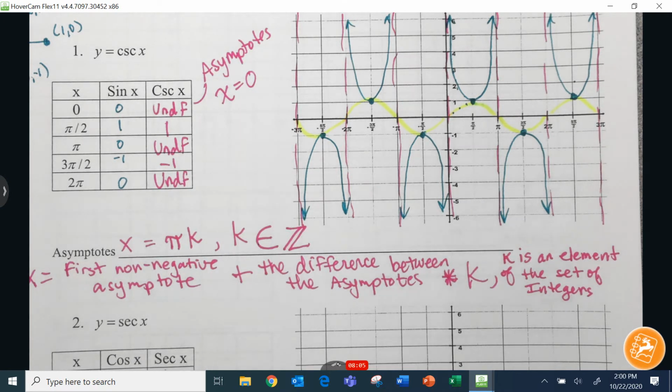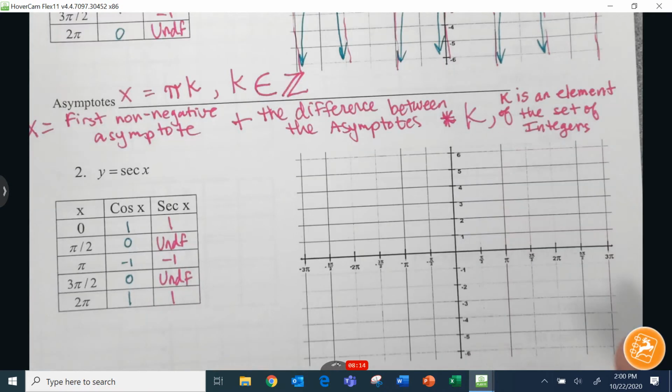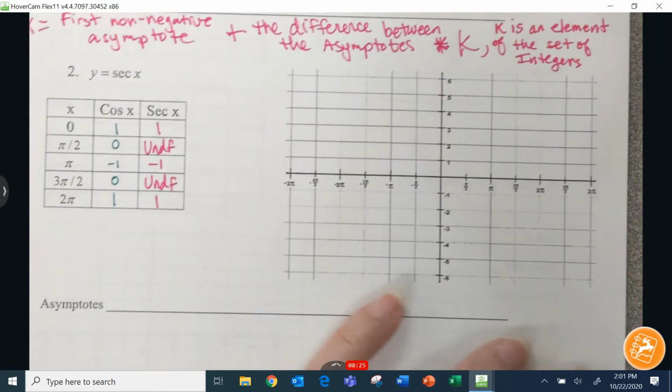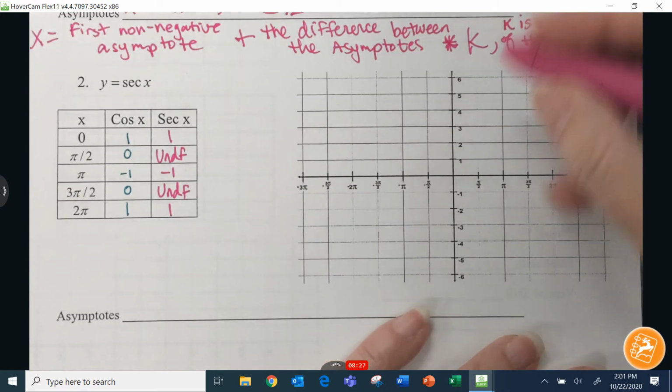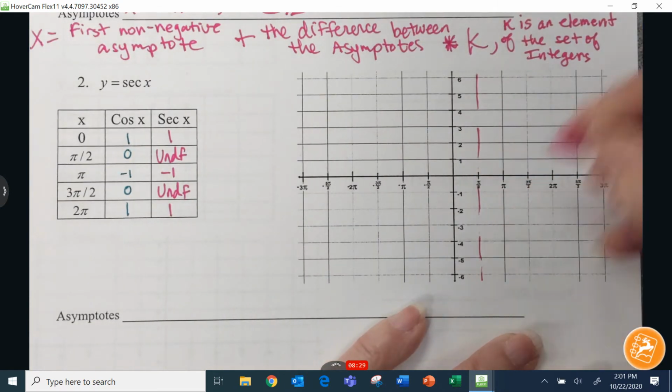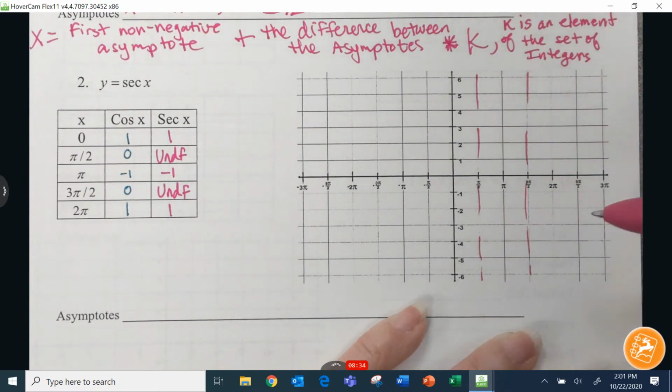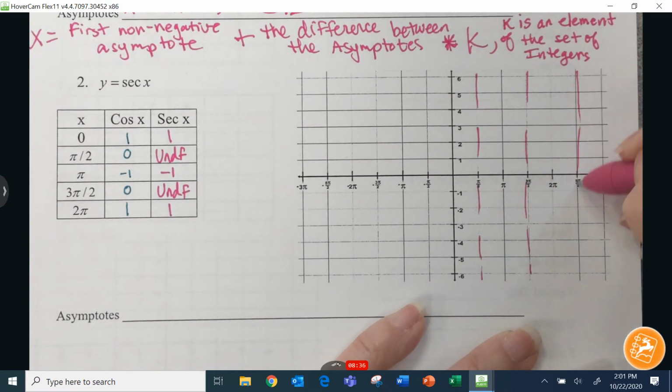So if it is the higher point, it will open up. If it is the lower of the 2 points, it will open down. All right, and then we have secant, which is cosine flipped. So I went ahead and filled out my table for cosine and secant, and every place that I see an undefined is now going to become an asymptote. Pi over 2, there's an asymptote. And 3 pi over 2 is an asymptote. And then once I got 2 of them, I can write the rest of them.